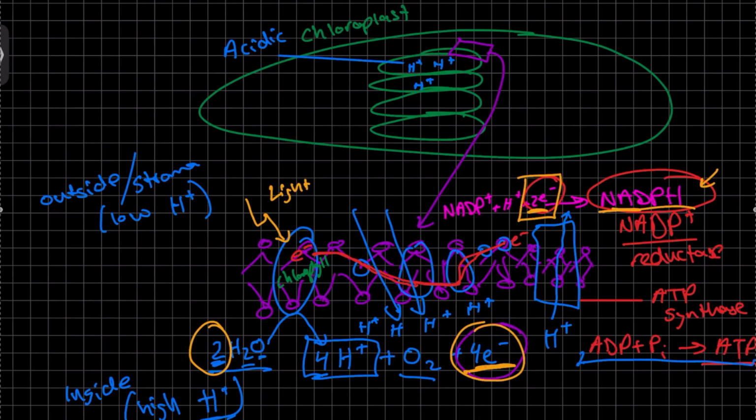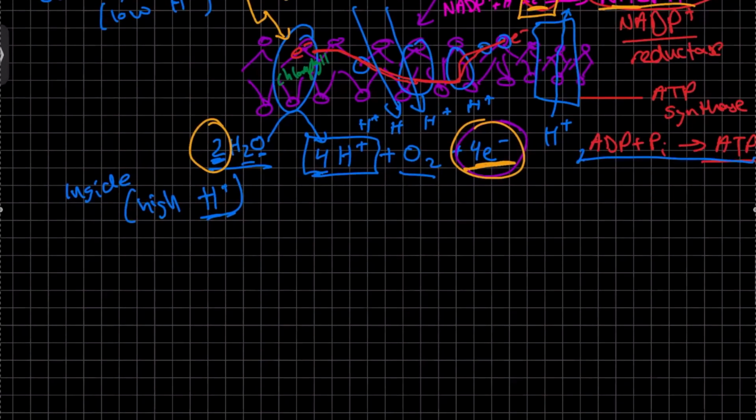So if we summarize the inputs and outputs of our light-dependent stage, we know that water would be our most obvious input. We also know that the purpose of our light-dependent stage is to produce high-energy molecules such as NADPH and ATP.